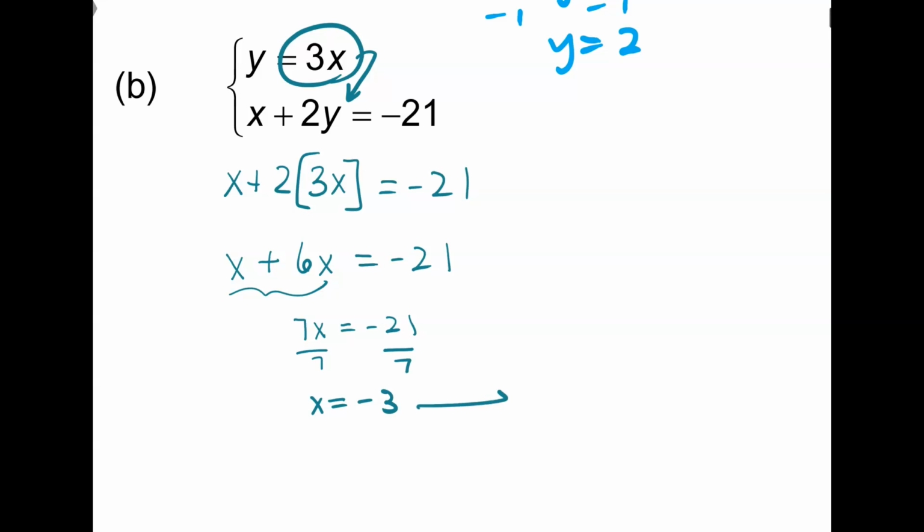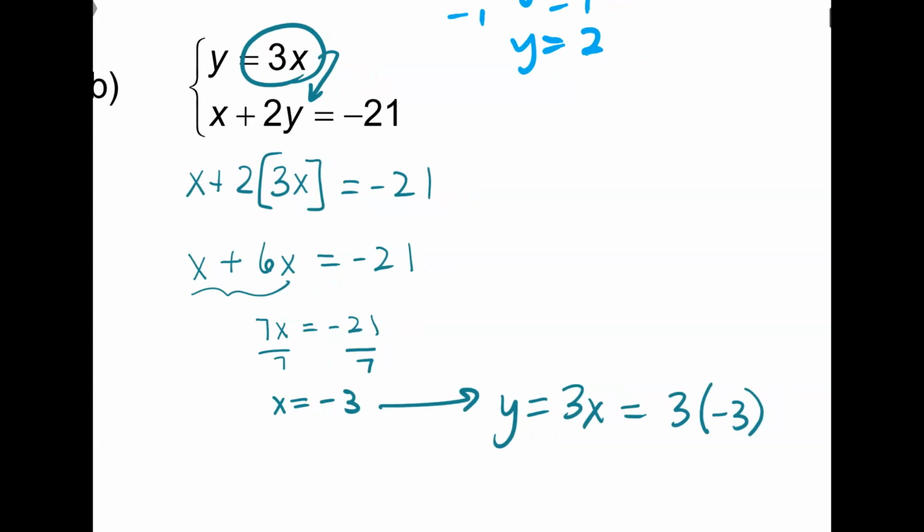So I'm going to plug this into y equals 3x. So this is 3 times, well, my x value was -3, so that gives me a y value of -9. So my solution is (-3, -9). I tend to do the thing that is easier. I don't want to do more work than necessary.